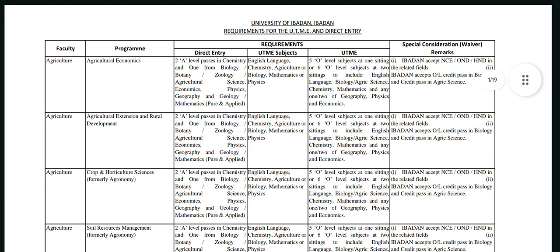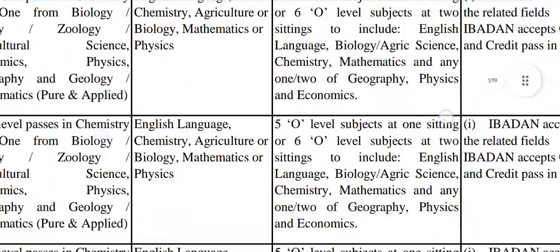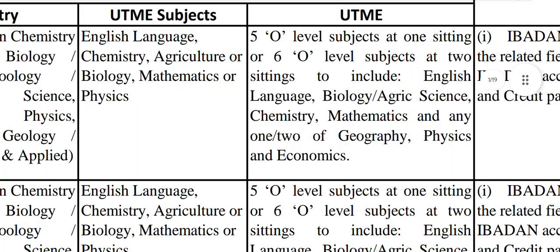So as a UTME candidate, the first thing you should do is to check the requirement for the course you want to study. By doing so, you are doing yourself a favor so that you do not waste your time, so that after the post-UTME you will not discover that you have a wrong subject combination or you did not possess the requirement for the course you have chosen.